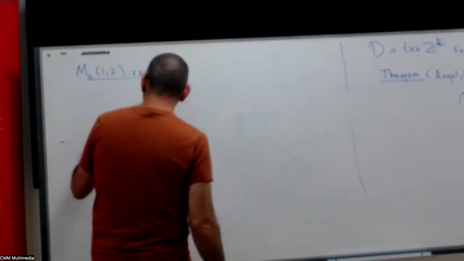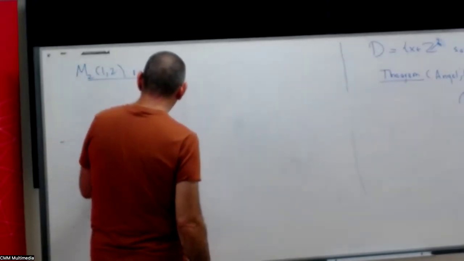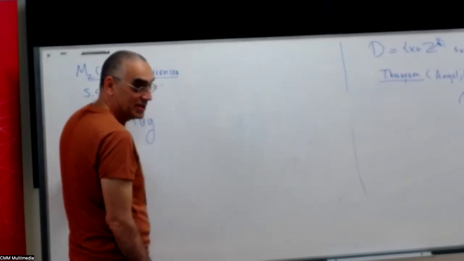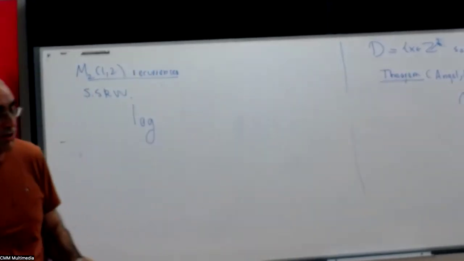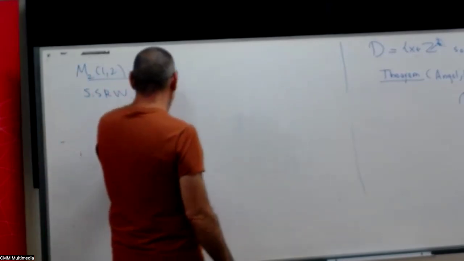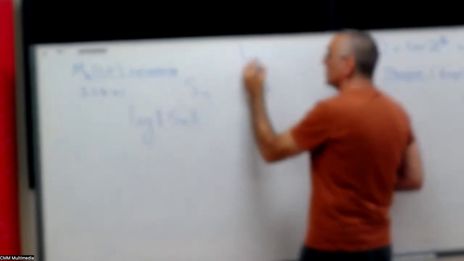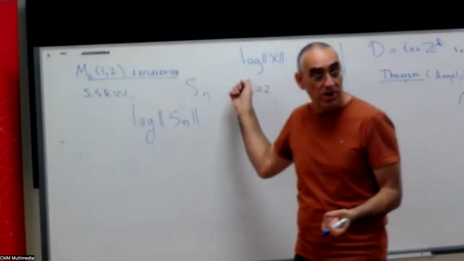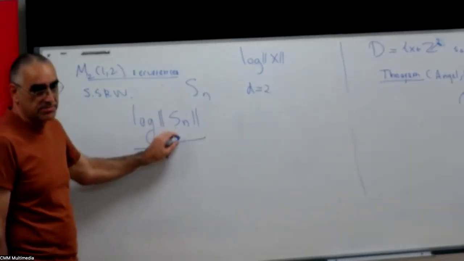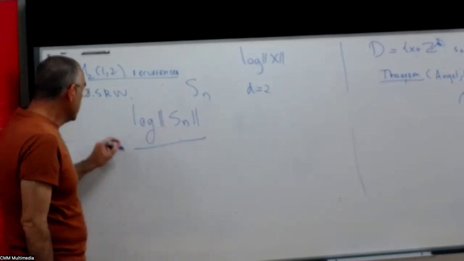So let's see. For a simple symmetric random walk, which most of you know, but it's a good rule. Let's call it S_n, in dimension 2. We can use the fact that this function is harmonic, except at the origin, so then this is a martingale.